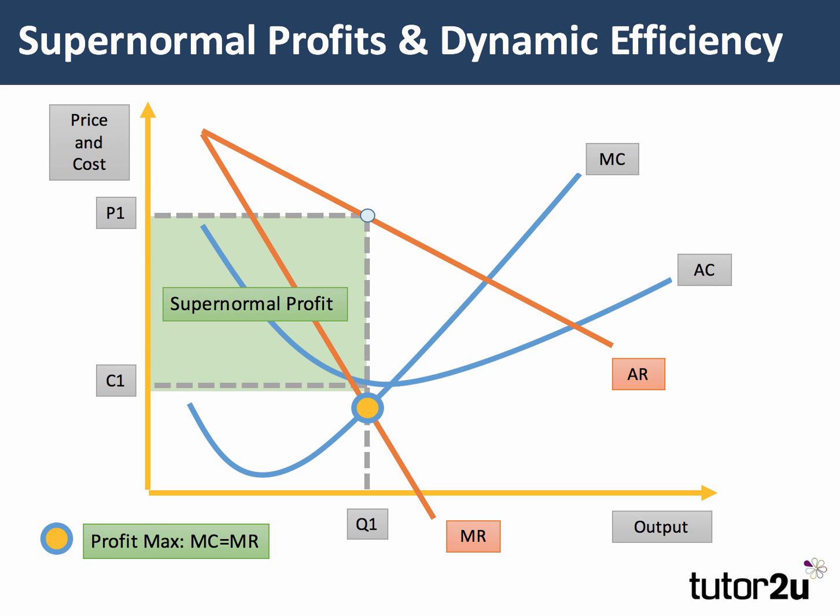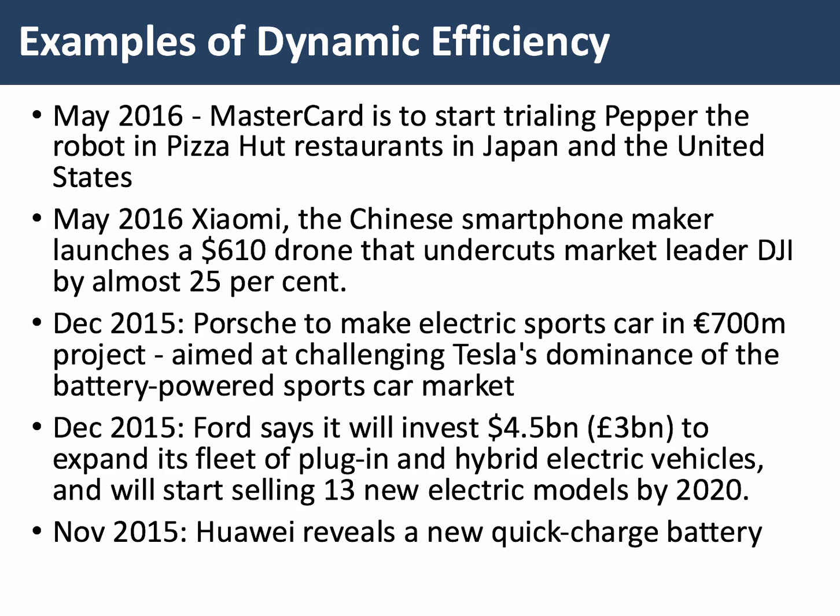The key, of course, is how profits are used and whether or not firms who are making high levels of profit are actually being dynamically efficient themselves and applying for patents on the leading edge of the technological frontier. Here's just a few examples, I think, of dynamic efficiency in action in the last year or so.